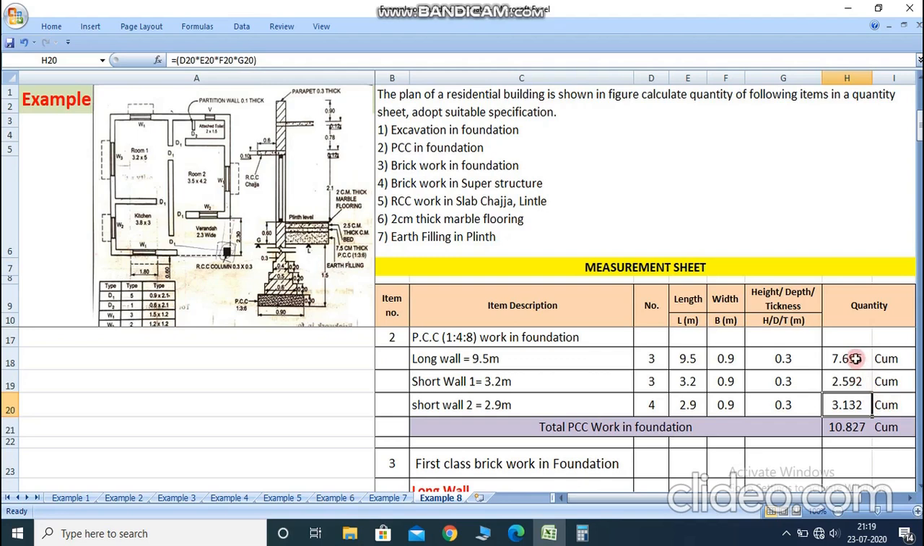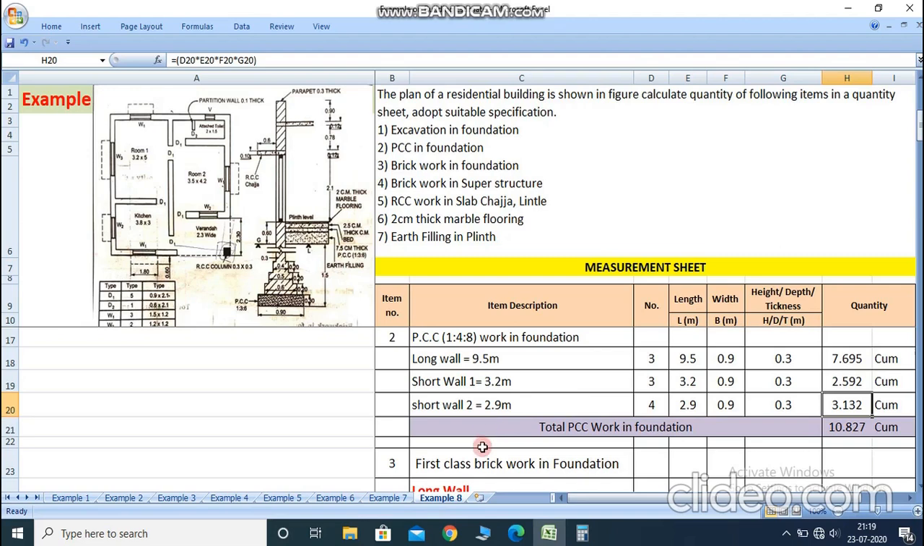Now the summation of these 7.695, 2.592 and 3.132, its summation is 10.827. It's the final value in cubic meter. It's the total PCC work in a foundation.